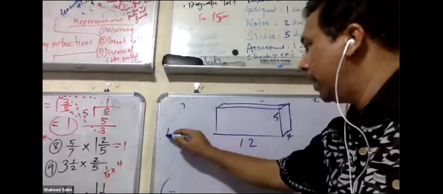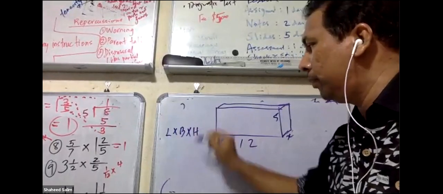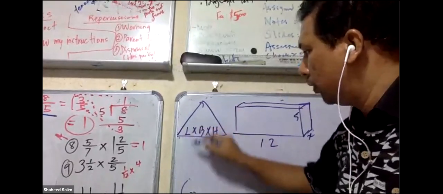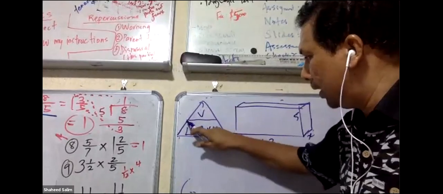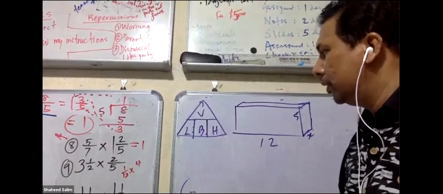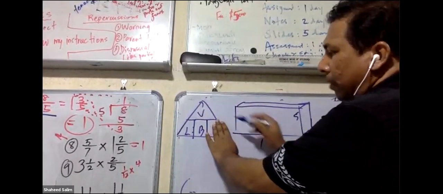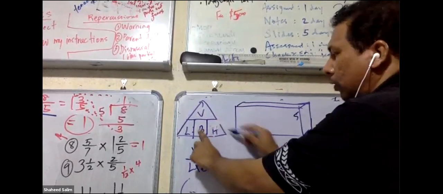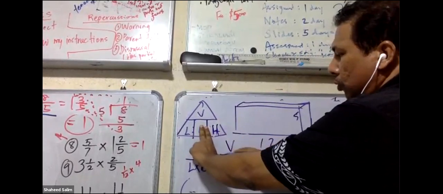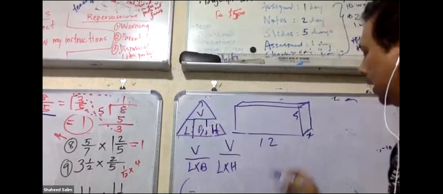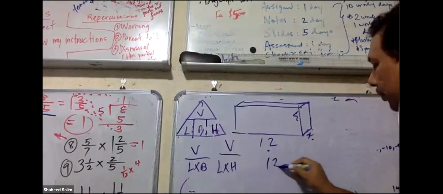The formula is length times breadth times height, remember? I do not know whether you remember this. Last year I showed you something like that. You want to find volume, length times breadth times height. You want to find height, cover height: volume over length times breadth. If you want to find breadth, volume over length times height. So now, they tell you that 12 times x times 5 is equals to 60.